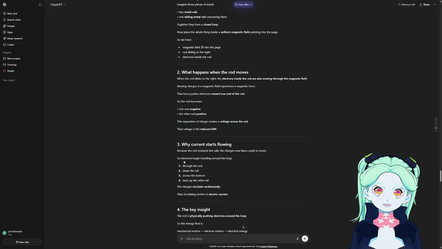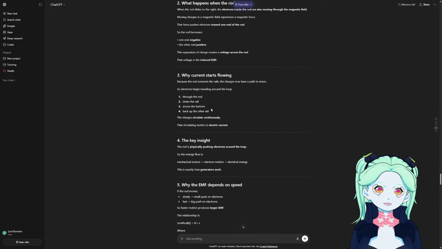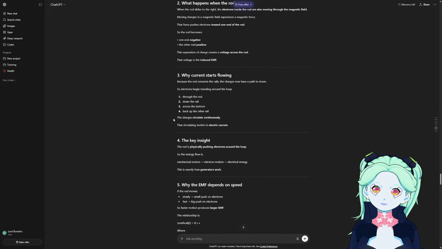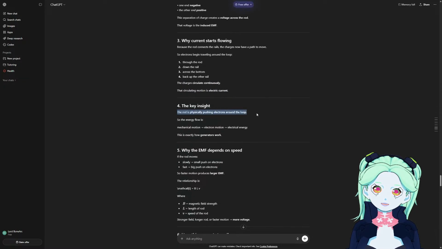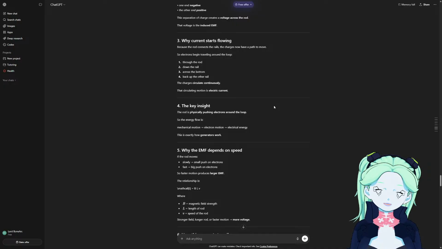Why current starts flowing? Because the rod connects the rails, the charges now have a path to move, so electrons begin traveling around the loop, through the rod, down the rail, across the bottom, back up the other rail. The charges circulate continuously. That circulating motion is electric current. The key insight: the rod is physically pushing electrons around the loop. So the energy flow is mechanical motion, electron motion, electrical energy. This is exactly how generators work.